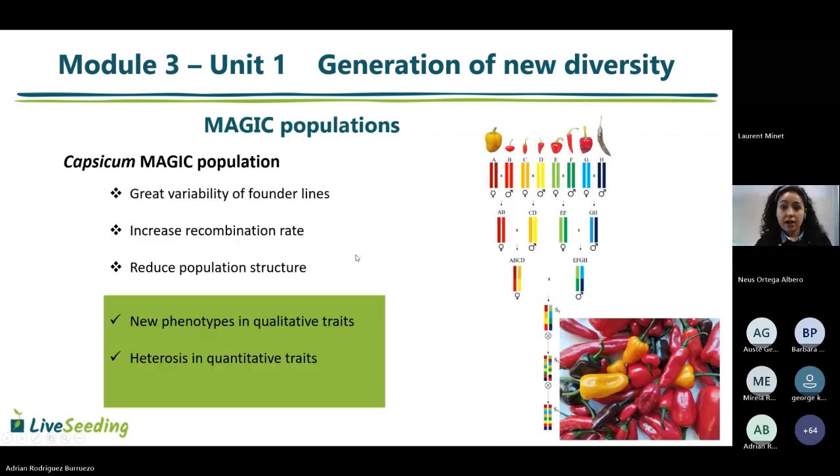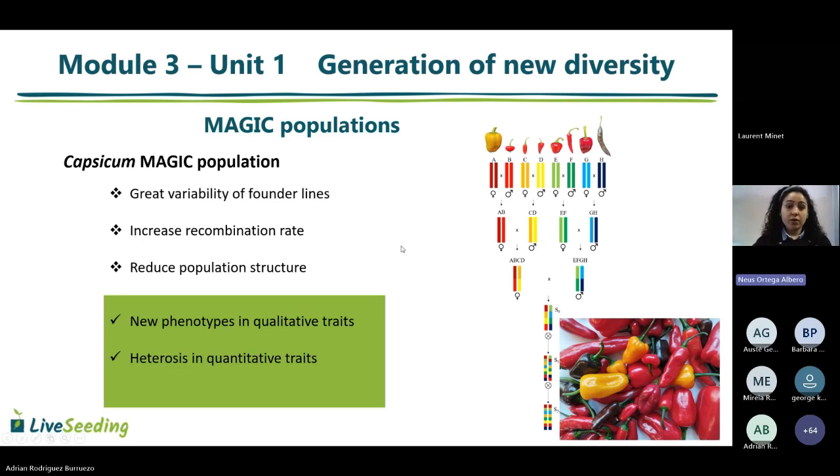Next slide. In our group, we are currently developing the first MAGIC population in capsicum, in peppers, combining a wide range of phenotypic and genetic variability of multiple founder lines, increasing recombination rate, and also reducing population structure. We are currently preparing the 5th selfing population for characterization in the next growing season. However, we have performed a preliminary analysis in the 3rd selfing population, observing a high recombination of phenotypes, including the appearance of new phenotypes, as well as heterosis in quantitative traits like plant growth.